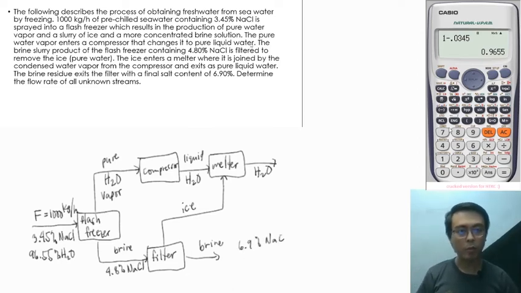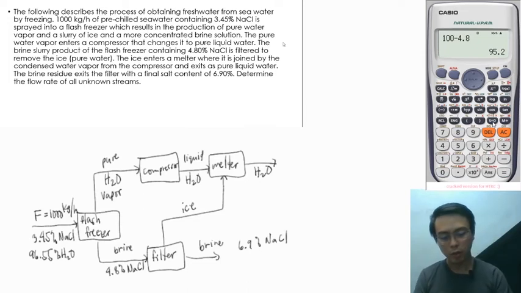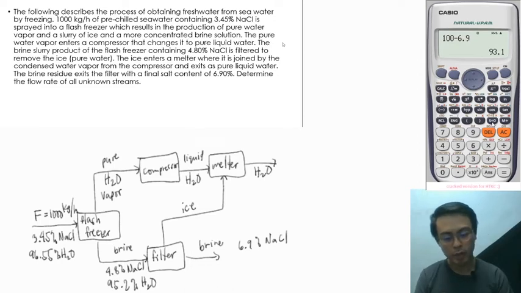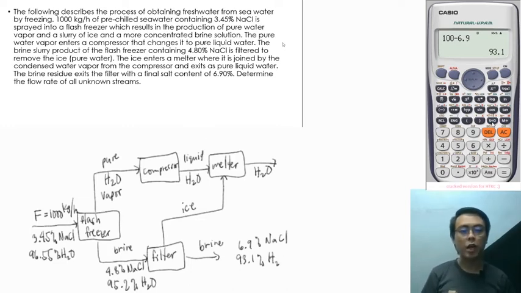Let's solve for the balances. So this is 95.2% water. And then for the final product, 93.1% water. Okay, so that is our entire process. We are to determine the flow rate of all the unknown streams.